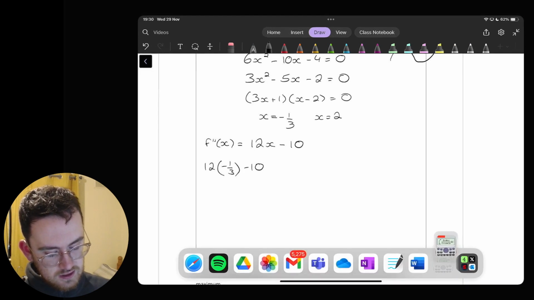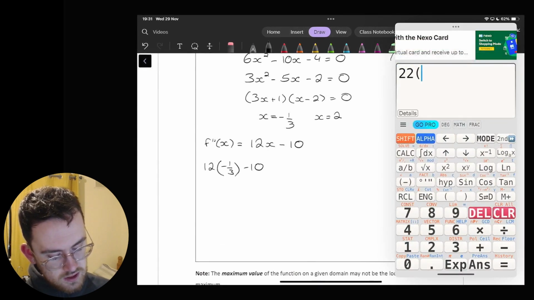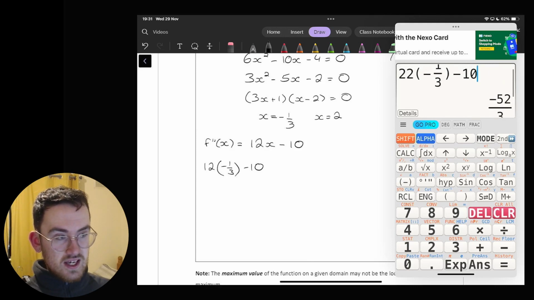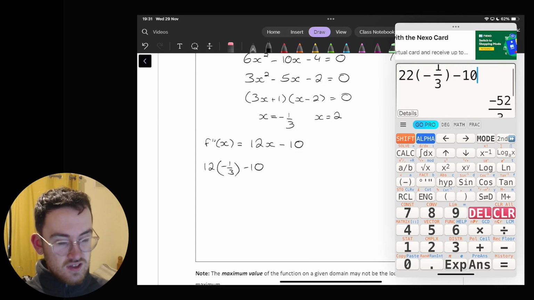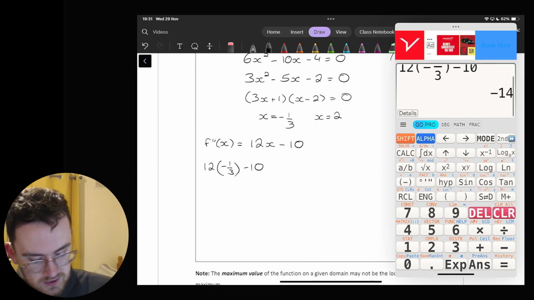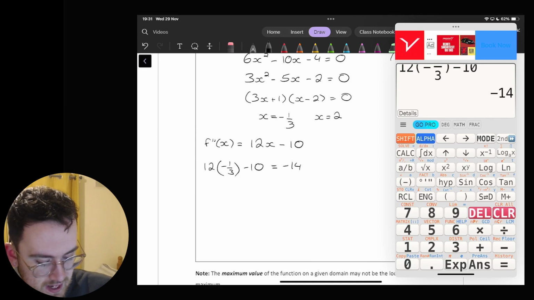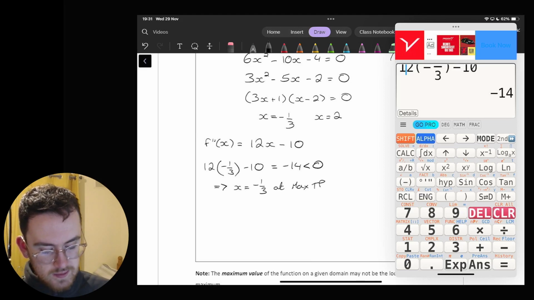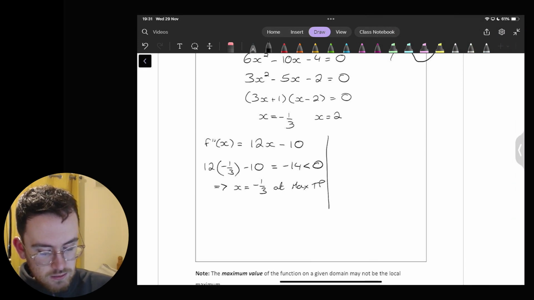Let me get my calculator up. So 12 by minus 1/3 minus 10 is going to give me an answer that is negative. Okay, it's going to give me a negative answer there. Oh sorry, I mistyped it. There we go. That looks more like what I was expecting. So again, still giving me a negative answer there. So what that means for us is that x equals minus 1/3 is a maximum turning point. So remember, second derivative negative means maximum turning point.